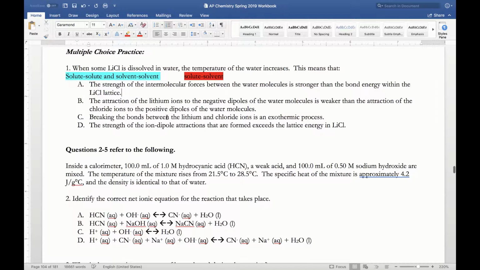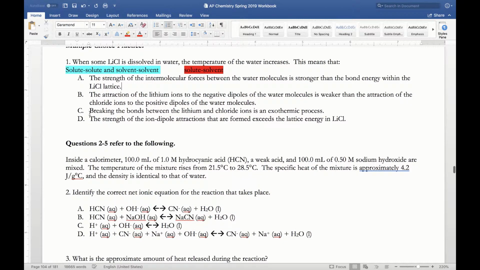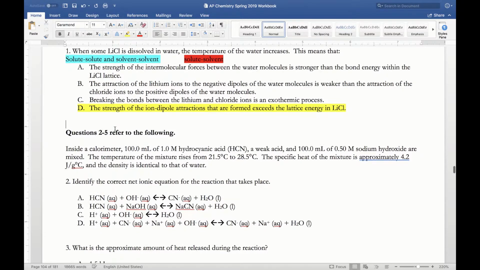See, the breaking of bonds between lithium and chloride is an exothermic process, meaning your solute-solute interactions being broken. It's not, it's endothermic. So D has to be your correct answer, so let's look at it and make sure that we agree with it. The strength of the ion-dipole attraction, so ions being lithium and chloride with the dipole of water, that is your solute-solvent interactions, is going to be stronger than the energy that is required to break your lithium chloride, so your solute-solute, or to break the water, your solvent-solvent. Okay, so that's number 1.